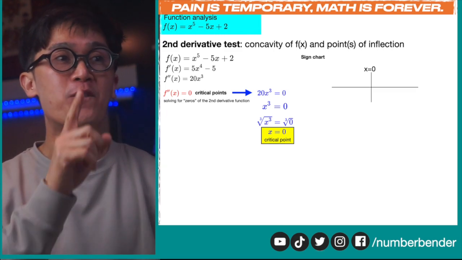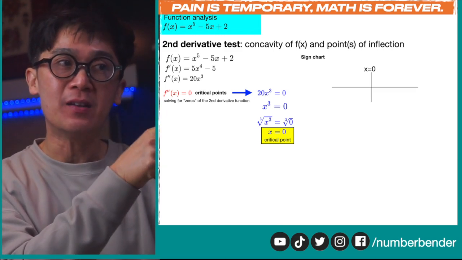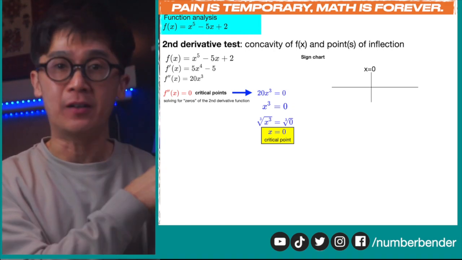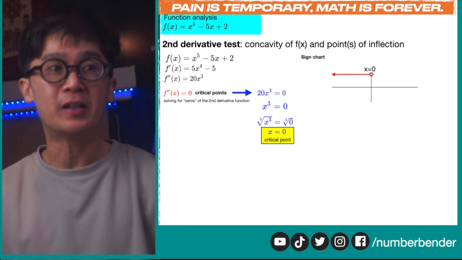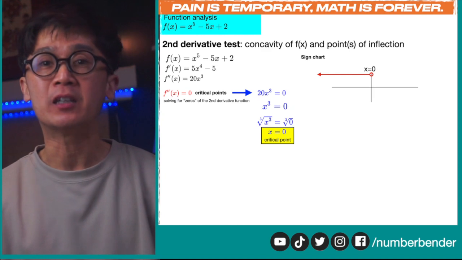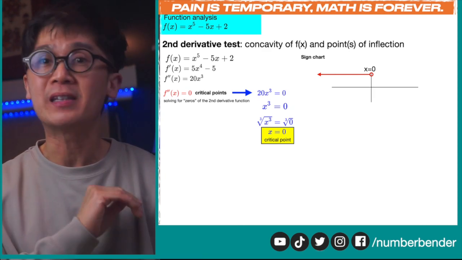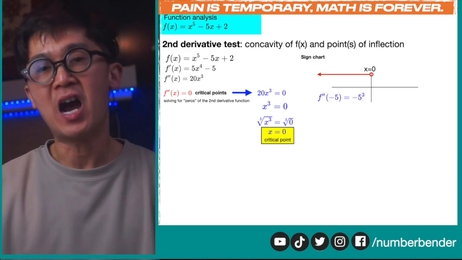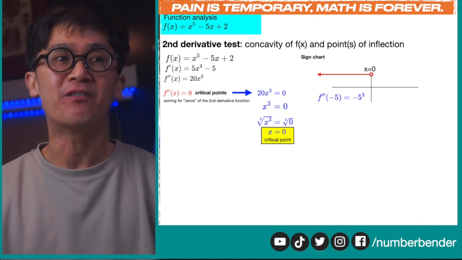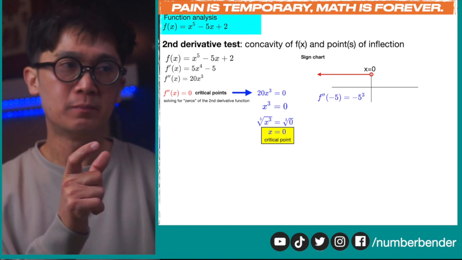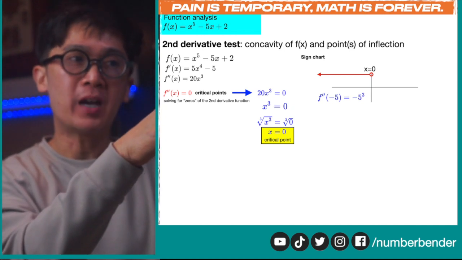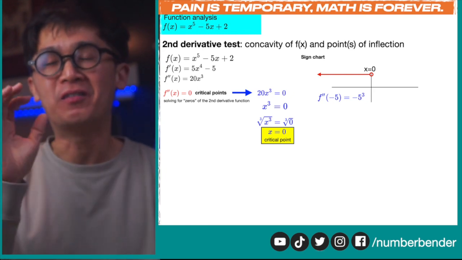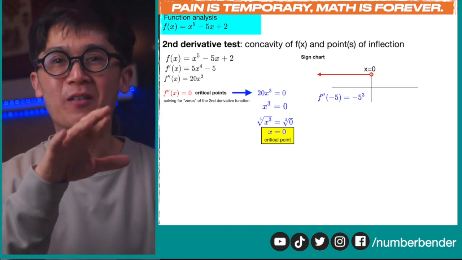So sa sign chart na yan, all we need to do is to find or use or substitute a value for our x doon sa ating second derivative na 20x cubed for this interval x less than 0 or to the left of 0. So to the left of 0, ang mga numbers na pwede natin gamitin, it could be -1, -2, -10, -1,208, as long as it's a negative number. And in this case, I used -5. So f double prime of -5 is equal to -5 cubed, because plugging it in to our, oh, it's supposed to be 20 times negative 5 cubed, not just negative 5 cubed. So I guess I forgot the value of 20 right here.